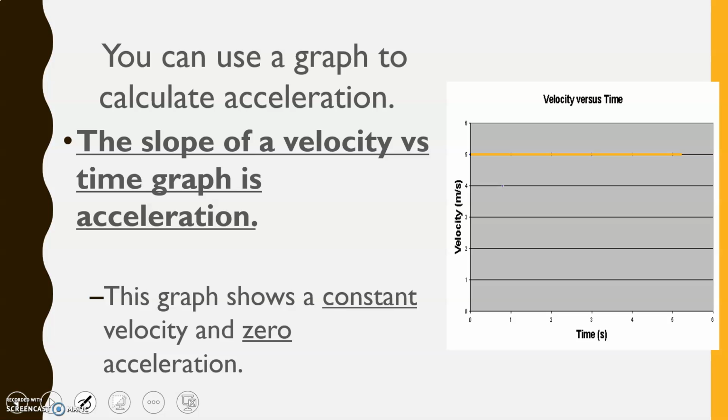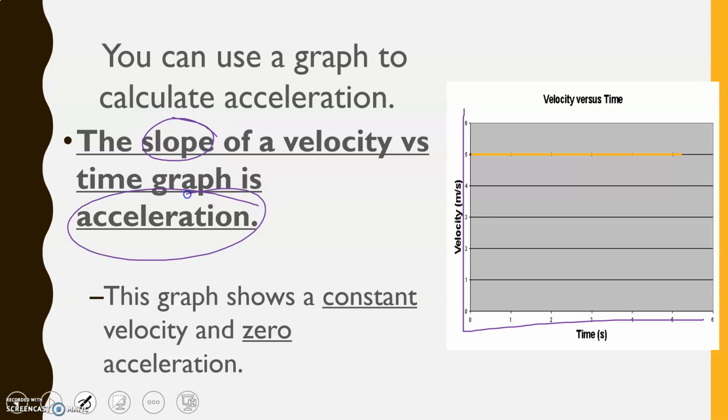All right, so you can use a graph to calculate acceleration. We already have a formula whenever you have some sort of scenario and you know the initial and the final speed, but also you can calculate acceleration looking at a graph. So the slope of a velocity versus time graph, and this is a velocity versus time graph, the slope of this graph is acceleration. So the slope is the acceleration of a velocity versus time graph.